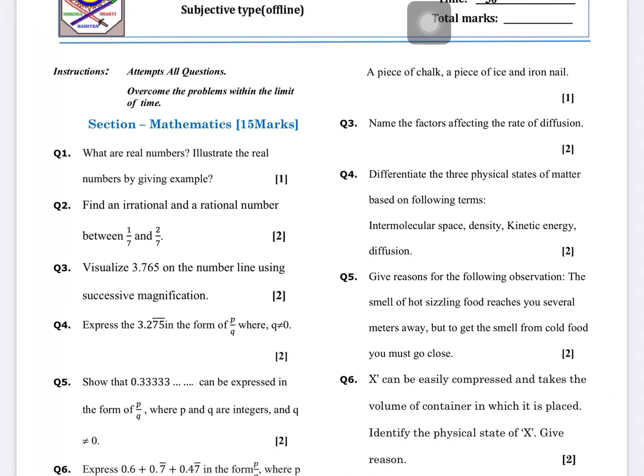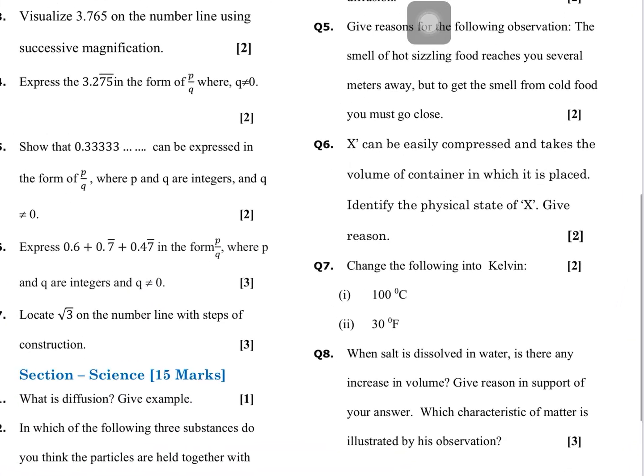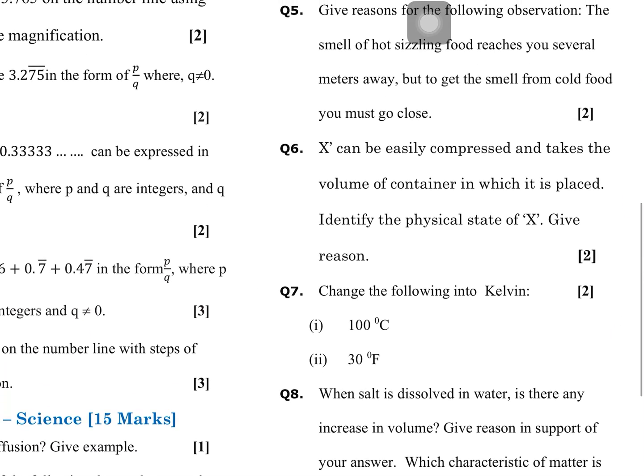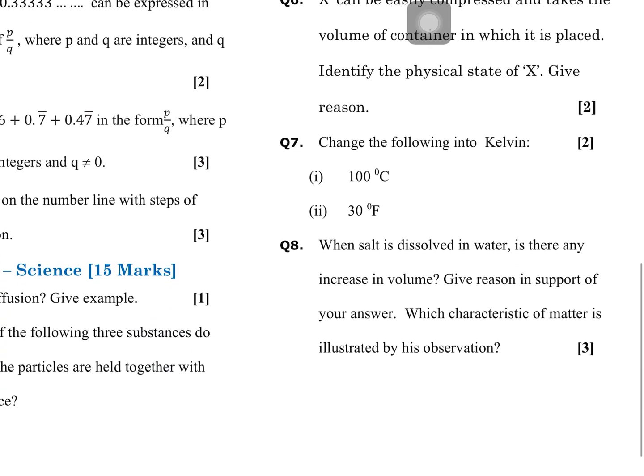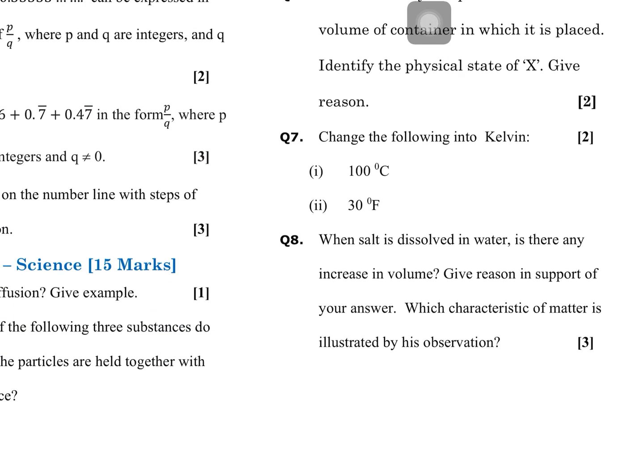So what is next? Change the following into Kelvin. 100 degrees Celsius is to be converted into Kelvin. You must know the relationship between Kelvin and degrees Celsius. I did not teach you this concept, but I gave it as an assignment, as a test assessment. This is the scale of measuring temperature.